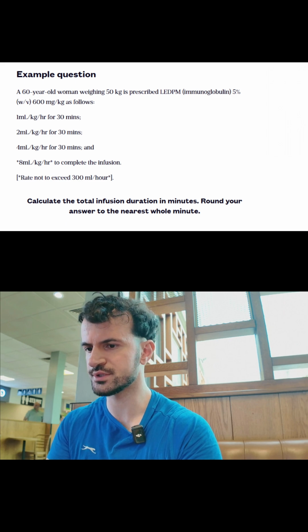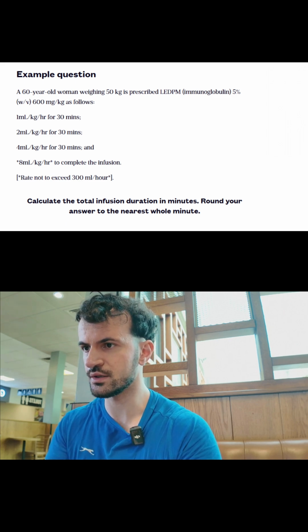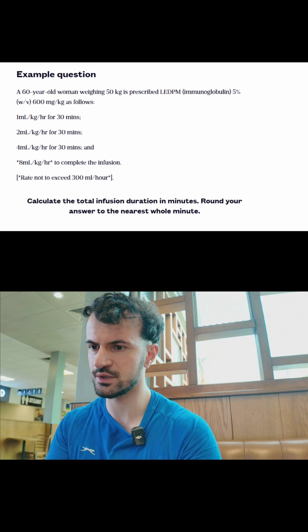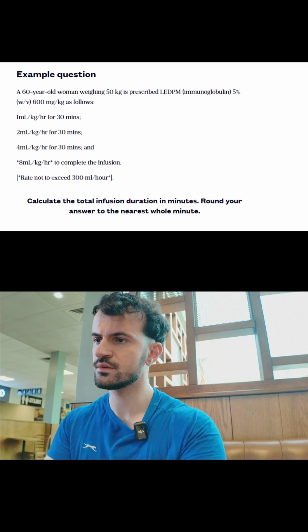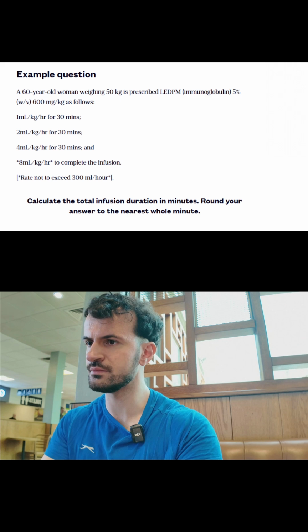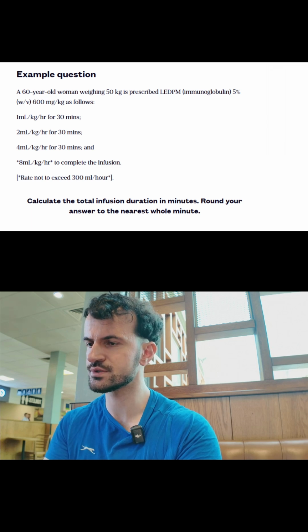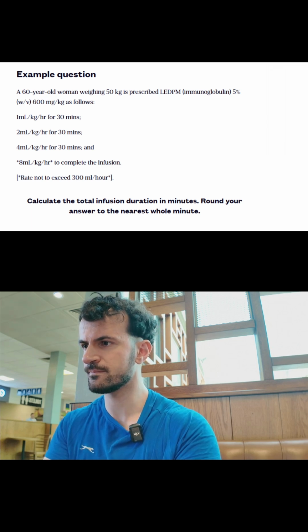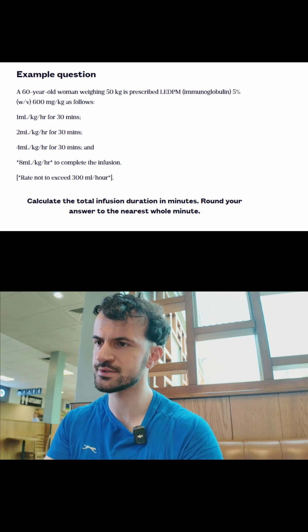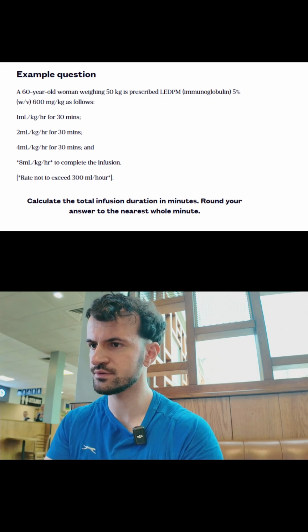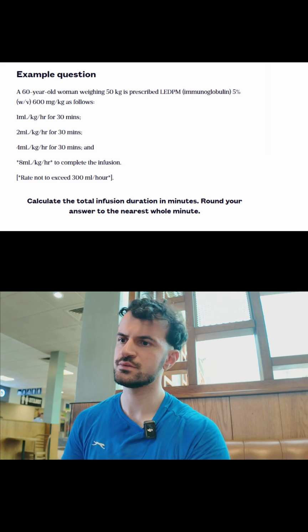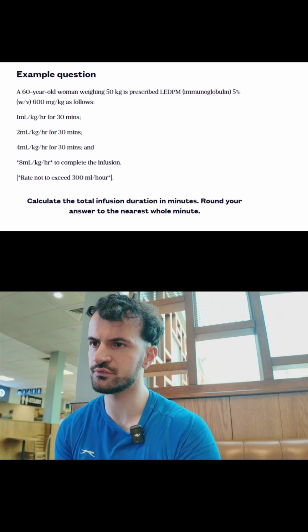Then you would need to implement the weight in kilograms. So that would be 50 mL per hour. So 25 mL is your first one. Then 2 mL times 50, that's 100, plus 50 mL. Then you have 4 mL times 50, which is 100 mL as well. So you've got 175 milliliters in 1.5 hours, right? So it wants the total infusion duration.